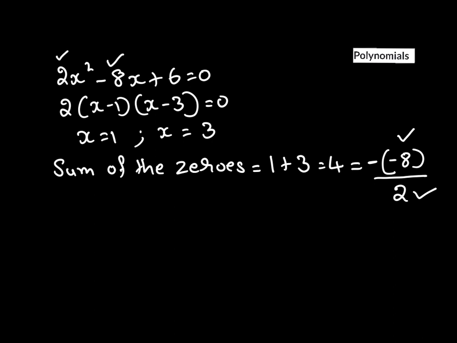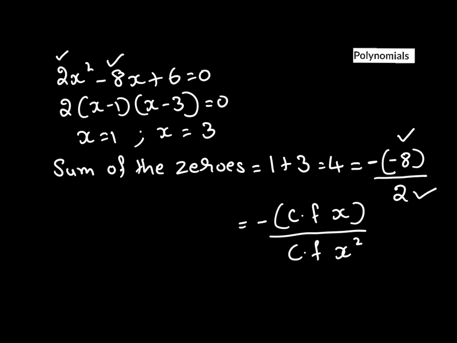So the sum of the zeros of a quadratic polynomial is nothing but negative the coefficient of x divided by the coefficient of x squared. So very easy to remember, the sum of the zeros of a quadratic polynomial will be negative coefficient of x divided by the coefficient of x squared.